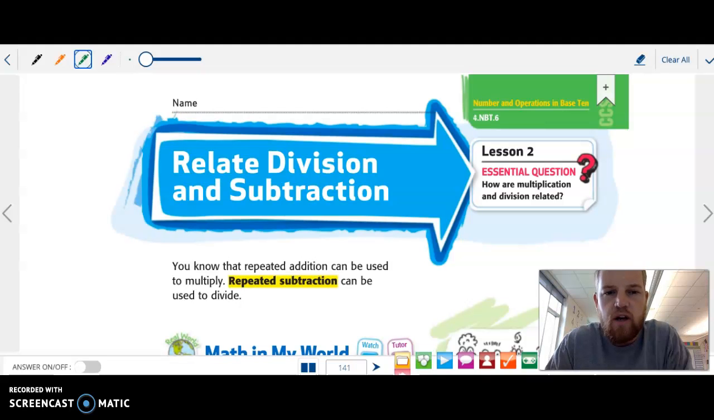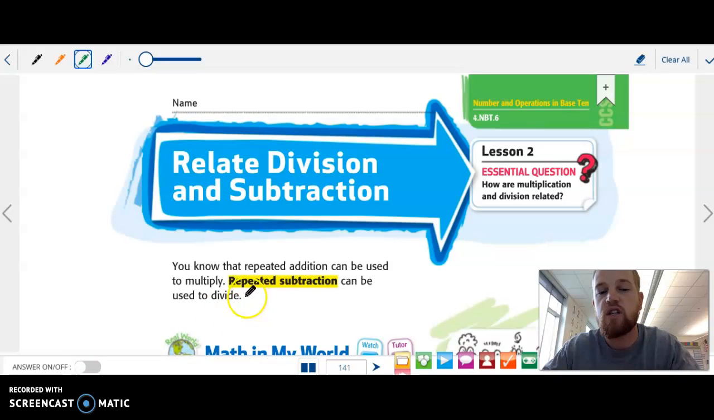Today our lesson will be on chapter 3, section 2, relating division and subtraction. We're going to show how we can use subtraction to help solve division problems. Just like last year, when you learned about repeated addition, where we can use addition to solve multiplication problems, now we're going to flip that and use subtraction to solve our division problems.